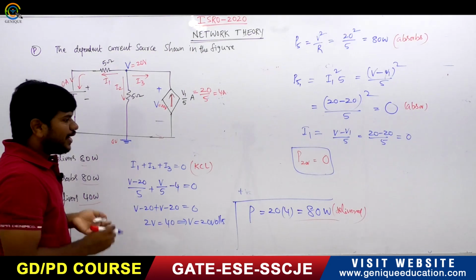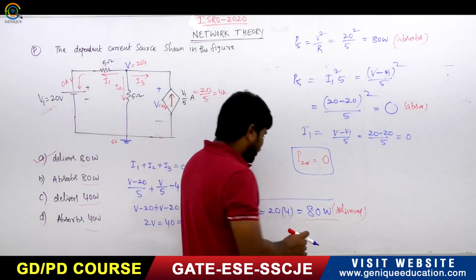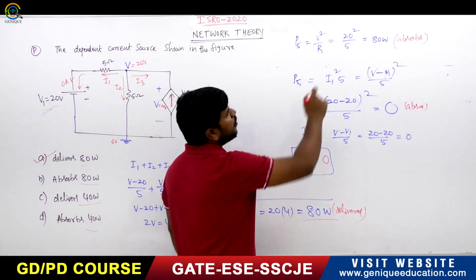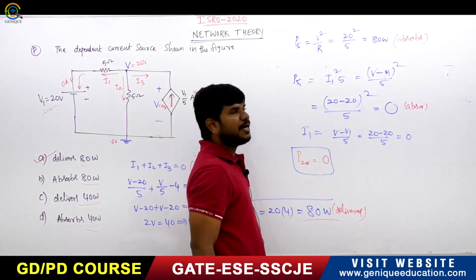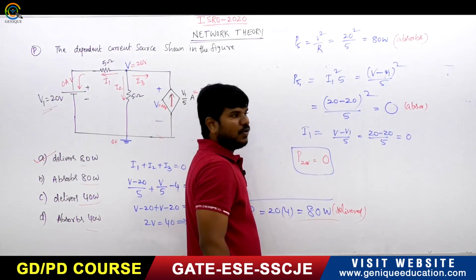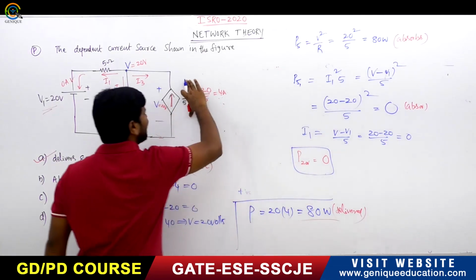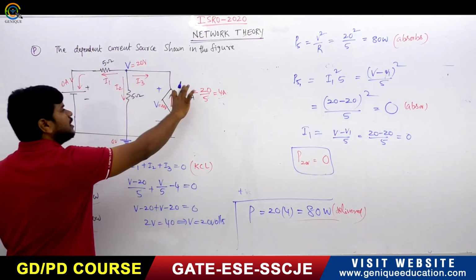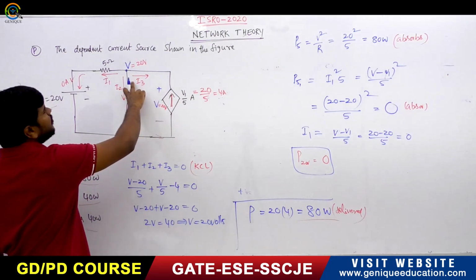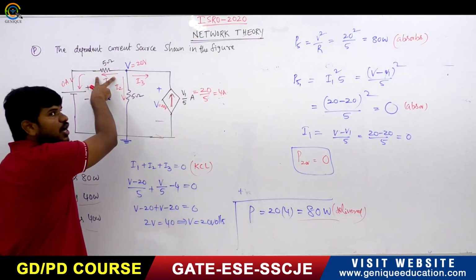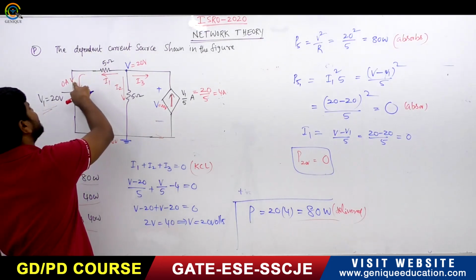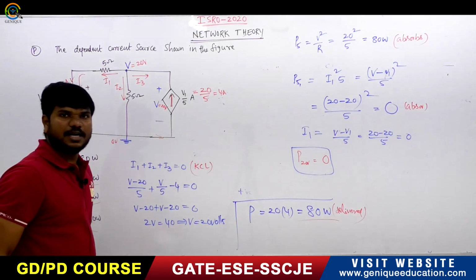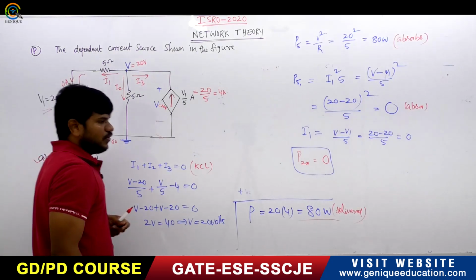Right? So in this, what is the power delivered? The power delivered is equal to 80 watts. What is the power absorbed? The power absorbed is 80 watts. So this is delivering the power and this is absorbing the power. What about this? This is not absorbing the power and this is not delivering the power. Right? So this is the thing you have to identify.